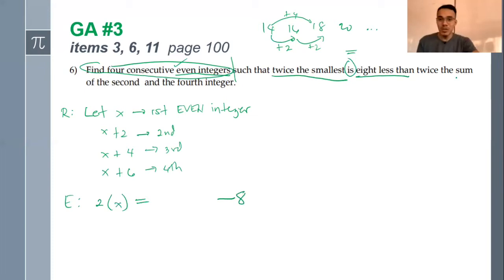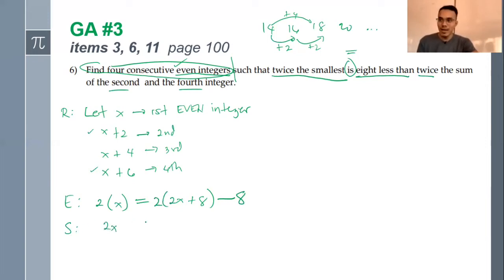Twice the sum. So we have to get first the sum of the second and the fourth. The sum of the second and the fourth. What is the sum of the second and the fourth? You get their sum. What is x plus 2 plus x plus 6? X plus x is 2x. 2 plus 6 is 8. This is the sum of the second and the fourth. And it says here twice. So there should be times 2 here. Sinimplify ko na agad dito kasi maliit lang yung space. Next, solution.